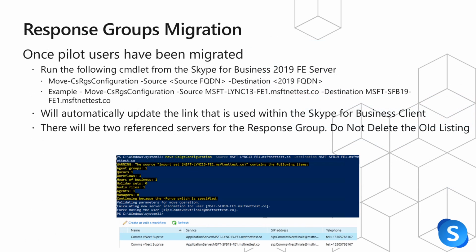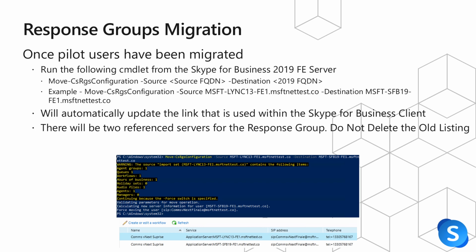After the users have been migrated, we're going to begin the response group migration. So we're going to run the following cmdlet from the Skype for Business 2019 front-end server. What this is going to do is move the response groups from a source server to a destination server. In this example, you can see the source server is the Lync 2013 front end, and we're moving it to the Skype for Business 2019 front end.